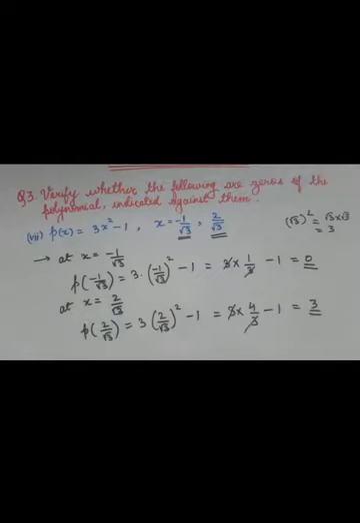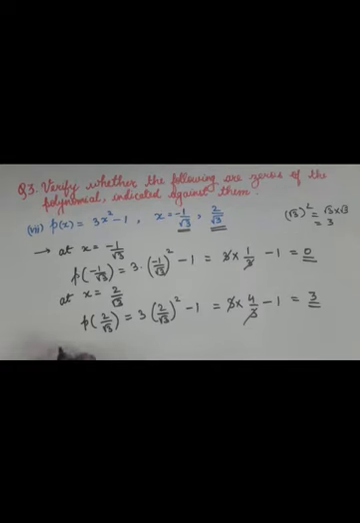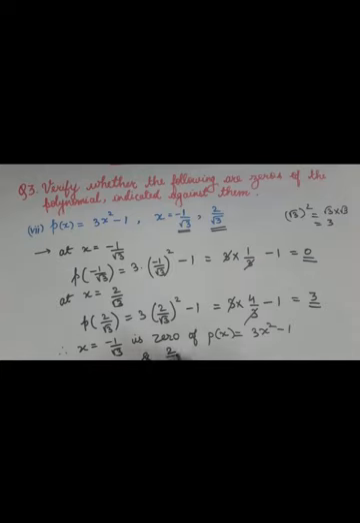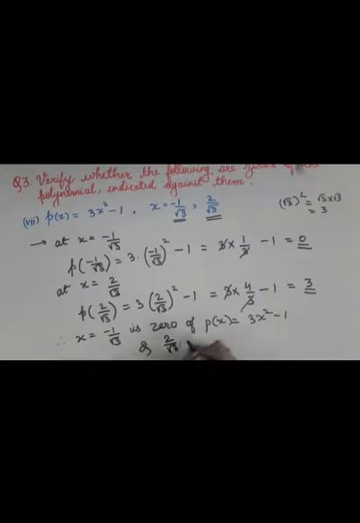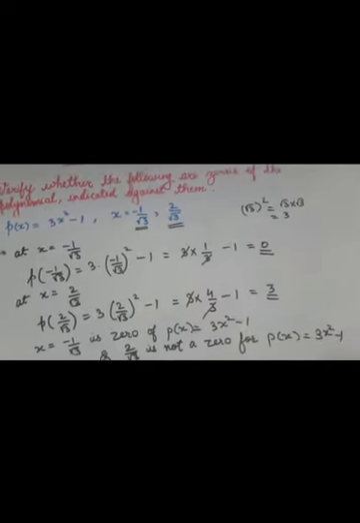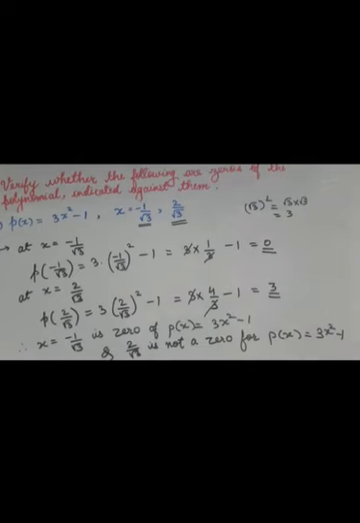So write that properly. How you are going to do that? Therefore, x is equal to minus 1 by root 3 is a 0 of p of x equal to 3x square minus 1, and 2 upon root 3 is not a 0 for p of x equal to 3x square minus 1. Okay.